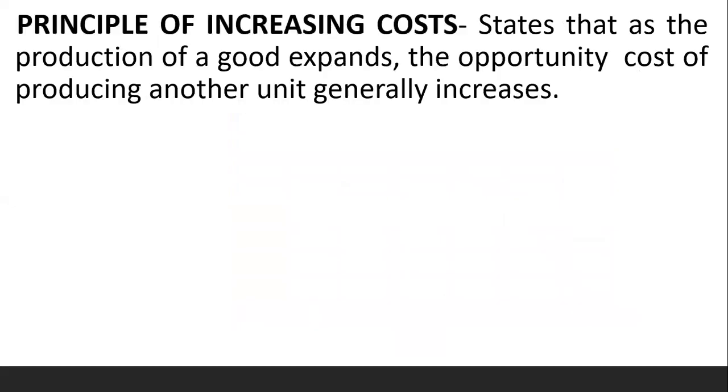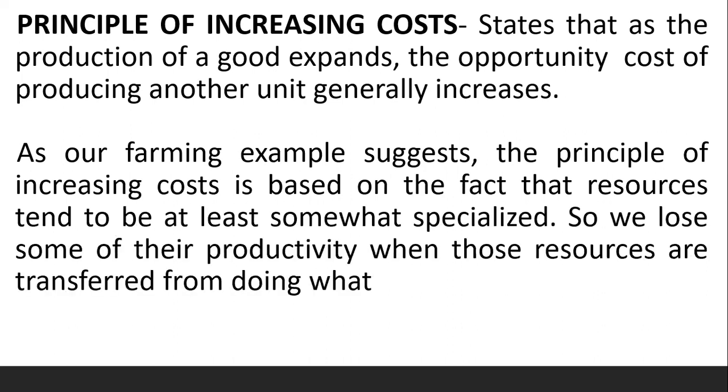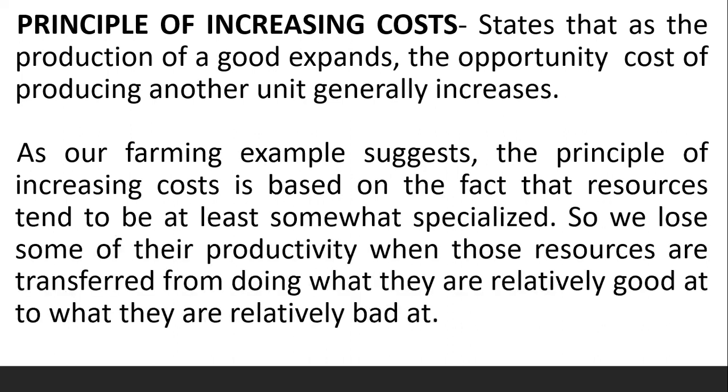The principle of increasing cost states that as the production of a good expands, the opportunity cost of producing another unit generally increases. As our farming example suggests, the principle of increasing cost is based on the fact that resources tend to be at least somewhat specialized. So we lose some of their productivity when those resources are transferred from doing what they are relatively good at to what they are relatively bad at.